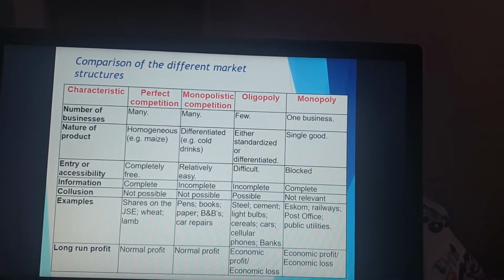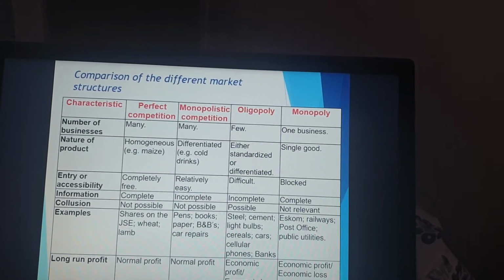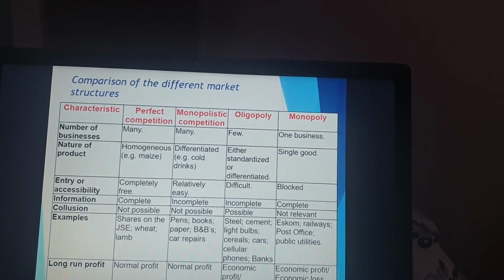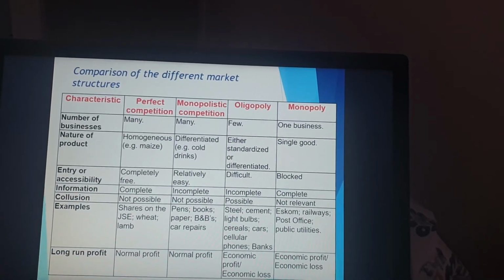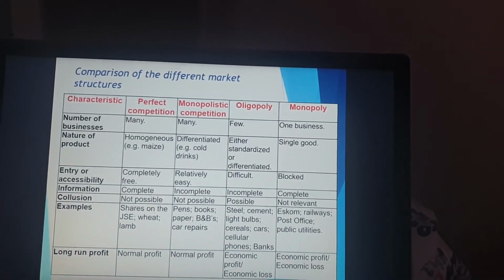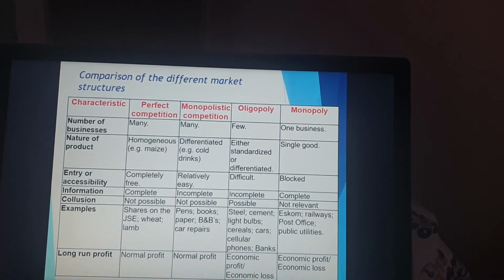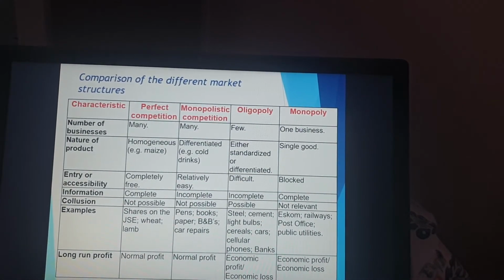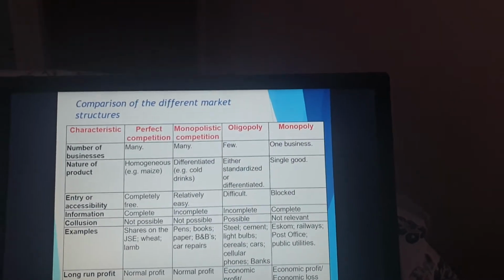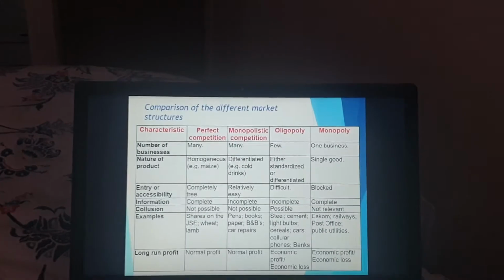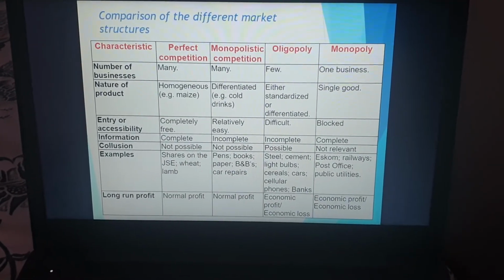Right, so the first one there, they list the characteristics, and then they list perfect competition, monopolistic competition, oligopoly, and monopoly. So, number of businesses: on the perfect it is many, monopolistic many, oligopoly few, monopoly mono. Remember, mono means one, so that will only be one seller.